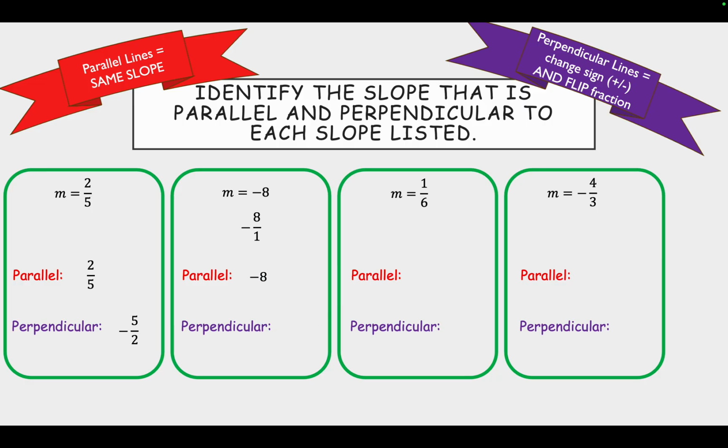Perpendicular, we might need to just think, okay, if it's a whole number, if we write it as a fraction, it would be over 1. So if we change the sign, it'd become a positive. Flip the fraction, our perpendicular slope would be 1 over 8. If we had a slope of 1 over 6, parallel would be the same, 1 over 6. Perpendicular, negative 6 over 1. We change it to a negative, flip that fraction. Slope of negative 4 over 3, parallel would be the same, negative 4 over 3. Perpendicular, we change the sign to a positive, flip that fraction, so it would become 3 over 4.